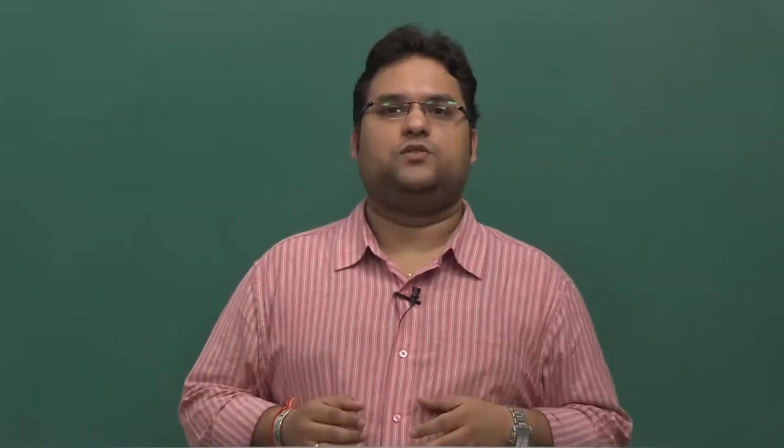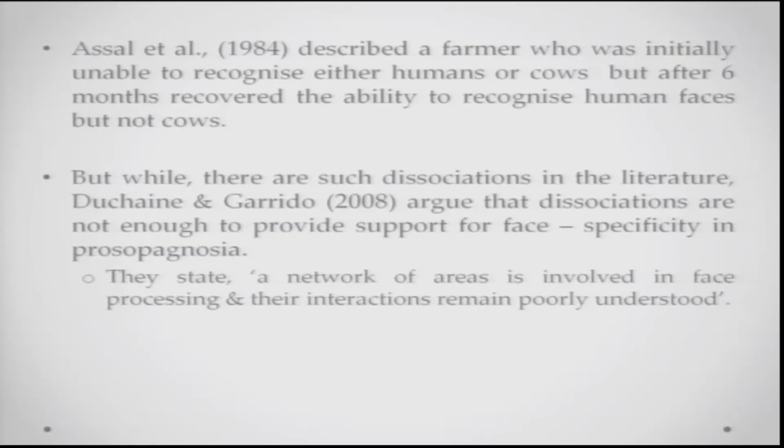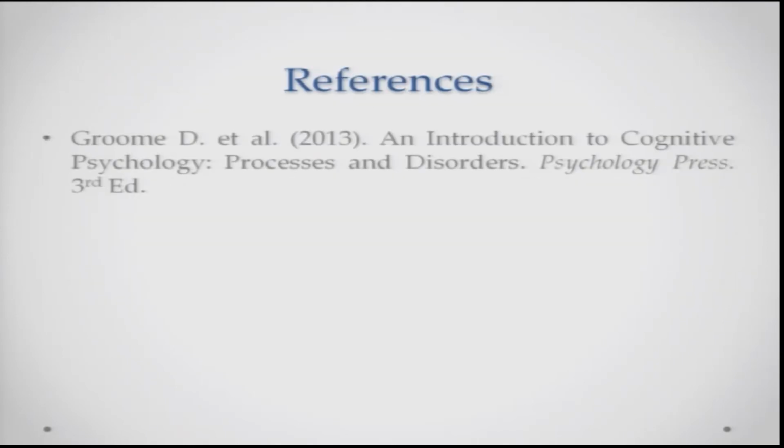Now, McNeil and Warrington in 1993 described a case of WJ who took up farming and became prosopagnostic, and remarkably showed evidence of being able to recognize his sheep despite remaining prosopagnostic to human faces. Assal also described a farmer who was initially unable to recognize either humans or cows, but after 6 months regained the ability to recognize humans but not cows. Duchaine and Garrido also report that these kinds of dissociations are not really enough to provide support for face specificity for prosopagnosia. So, this is all about disorders.